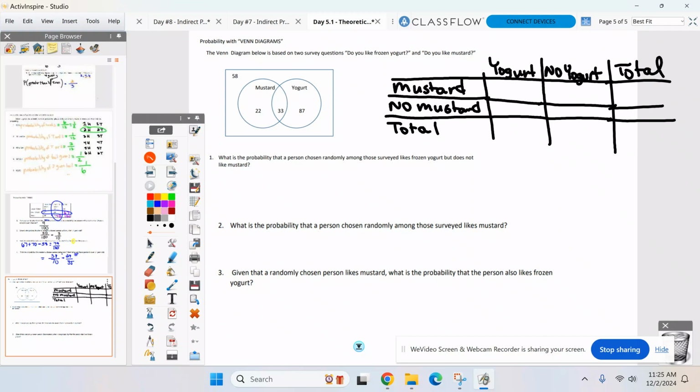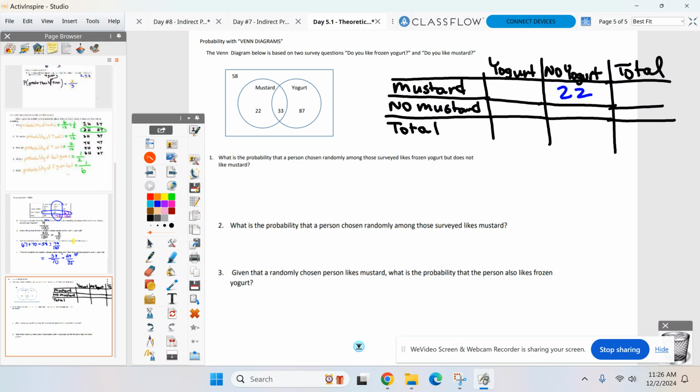All right, we ready to fill in these numbers? Where's that 22 going? Mustard. Do they like mustard and no yogurt, right? They only like mustard. So I like mustard but not yogurt. 22. Oh, I got it. Yeah, you good now?